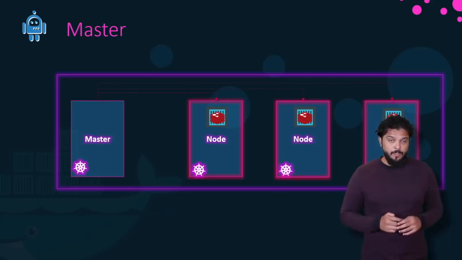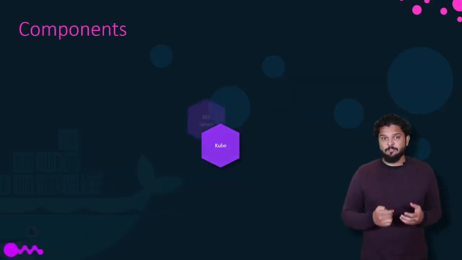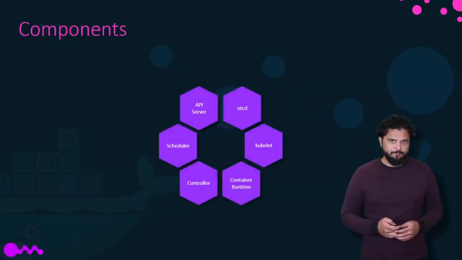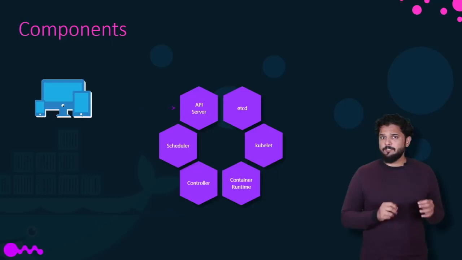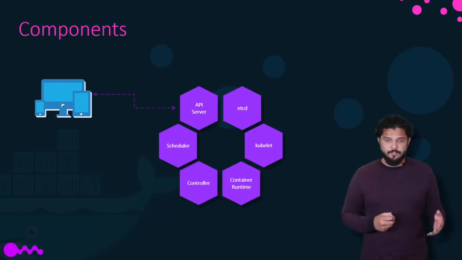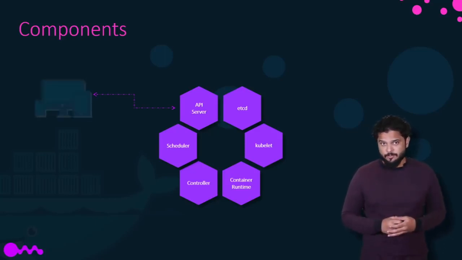When you install Kubernetes on a system, you're actually installing the following components: an API server, an etcd server, a kubelet service, a container runtime engine like Docker, and a bunch of controllers and a scheduler. The API server acts as the front end for Kubernetes. The users, management devices, command line interfaces all talk to the API server to interact with the Kubernetes cluster.